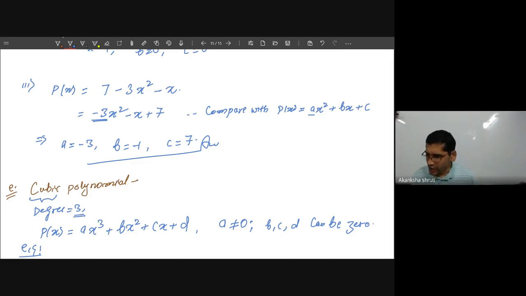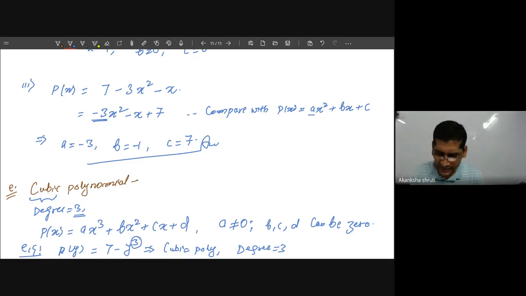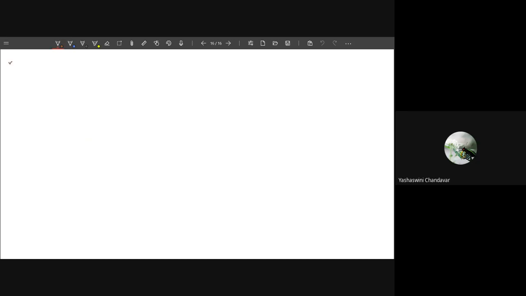So if we write a cubic polynomial, how to write? p of y is equal to 7 minus y cube. Which kind of polynomial is this? This is a cubic polynomial, meaning here the degree is 3. Which 3? Y to the power 3 from this. In a similar way, if anyone asks you to write a polynomial of degree 10, can you write? Yes, sir.